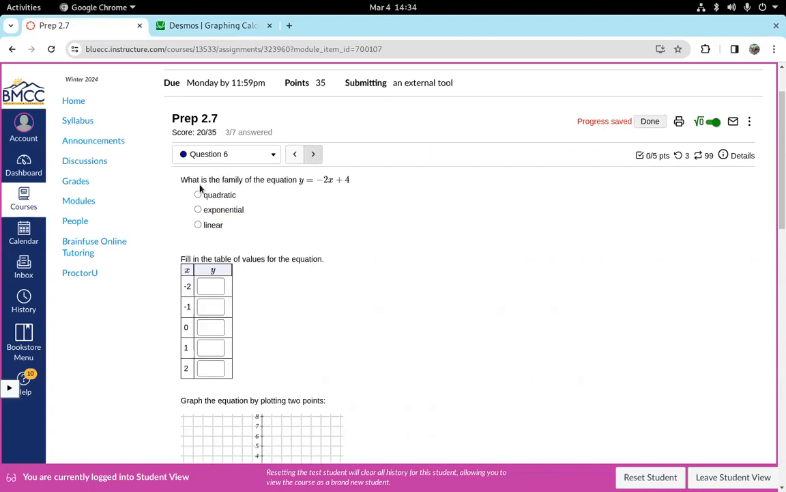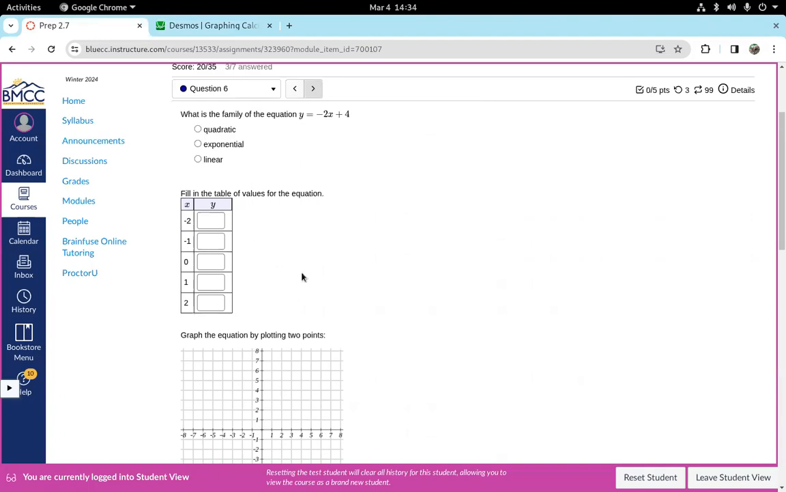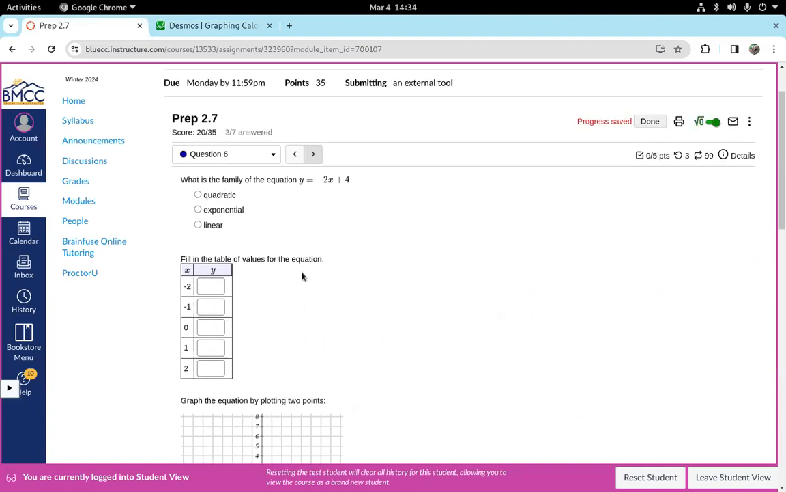All right, what family of equation is this in? All right, so we're given quadratic, exponential, linear. This is something I hope you've seen before, but if not, more of this is in the lesson. So linear is pretty straightforward. Things line up. So we're asked to plug these x values into that equation.